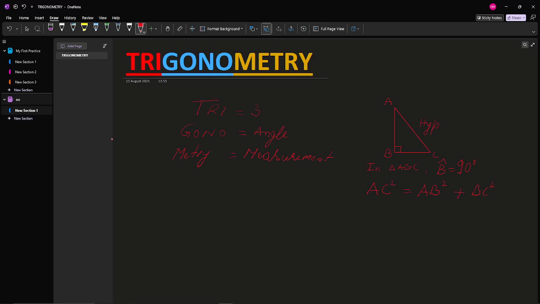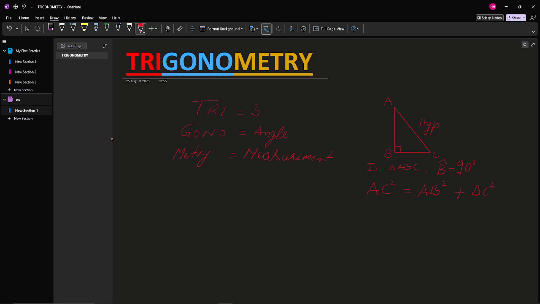When you look into the Pythagoras theorem, specifically when you write the Pythagoras formula, you will have to mention which angle is 90 degrees. Based on that 90 degrees, you are going to have the hypotenuse. So in triangle ABC, angle B equals 90 degrees. According to the Pythagoras theorem, what it says is the square on the hypotenuse is equal to the sum of the squares on the other two sides.